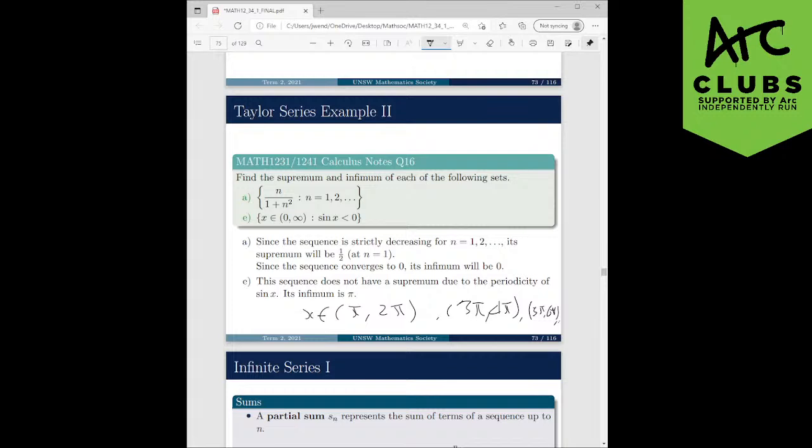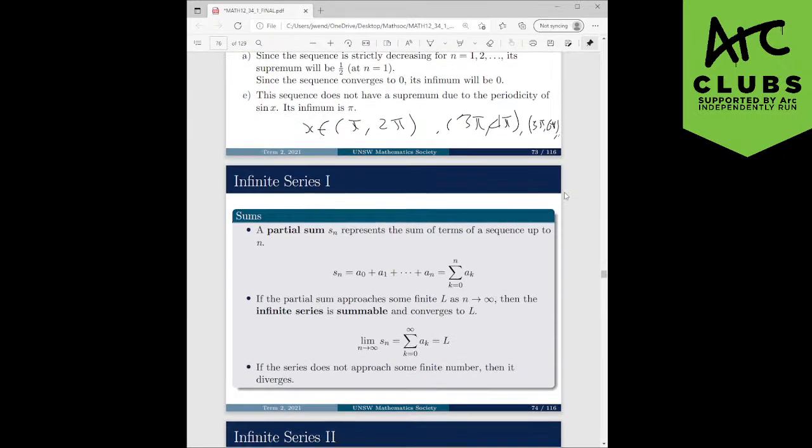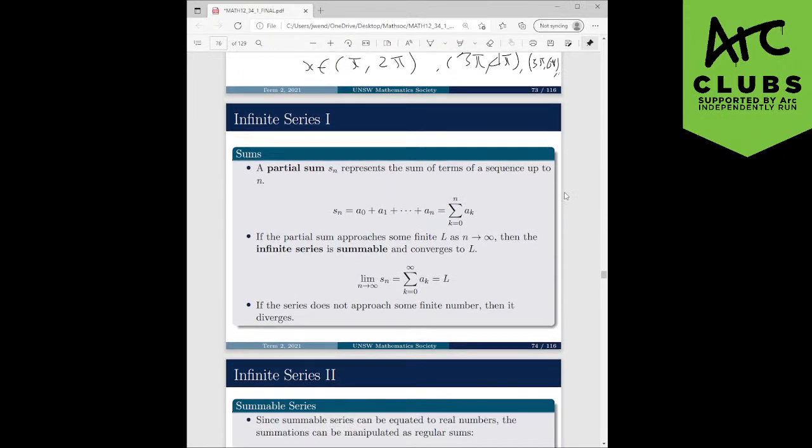Your sequence goes off into being infinite. So no supremum, but it does have an infimum, and the infimum is pi, because all the elements of your sequence are greater than or equal to pi, and pi is the biggest number out of all those numbers that are less than or equal to your sequence. And that's how you work out the infimum and supremum. A bit of a detour into 1241 for the 1231 people, but hopefully it's quite fascinating.